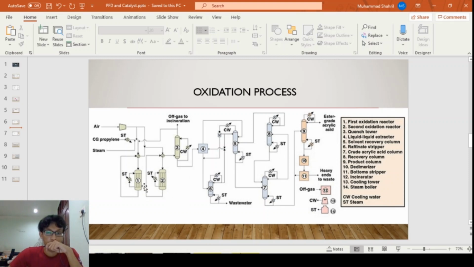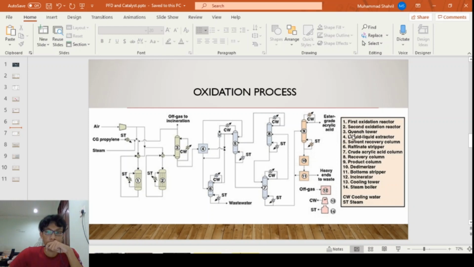Okay, next, in the first step, the propylene is oxidized to acrolein, and in the second step, the acrolein is oxidized to acrylic acid. Both steps are carried out in tubular fixed bed reactors. The heat generated by the exothermic reaction is used to generate steam. The effluent from the reaction system here is sent to a quench tower.